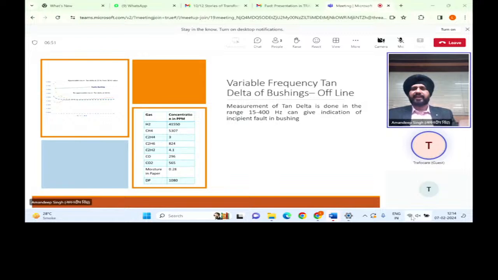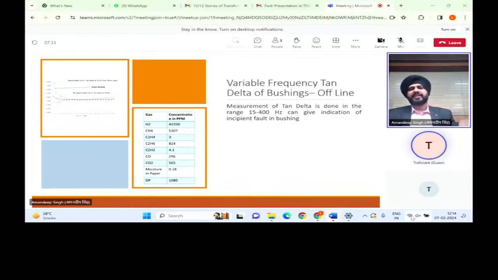Power Grid has also adopted variable frequency tan delta of bushing. We are using it in the range of 15 to 400 Hz, multiples of 17 except 51 Hertz. Here again we have seen that a bushing which is more critical, if for example it has got some moisture inside or there is some fault inside, then vulnerabilities are more prominent in the lower frequency range. Especially we have seen such cases where equipment tan delta at 50 Hertz is almost normal or very close to normal, as you can see in this graph also.